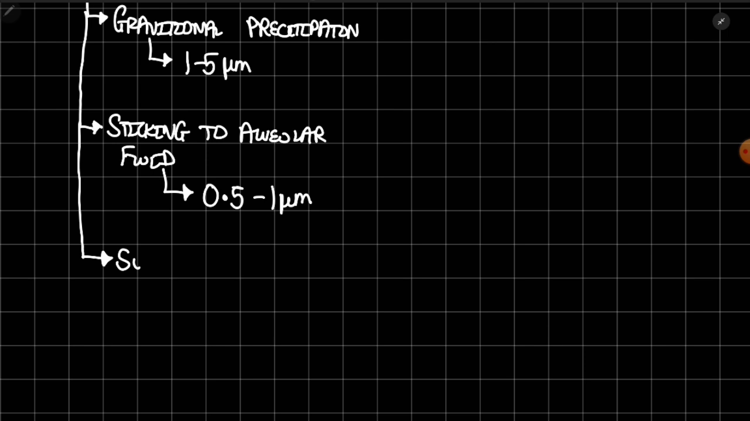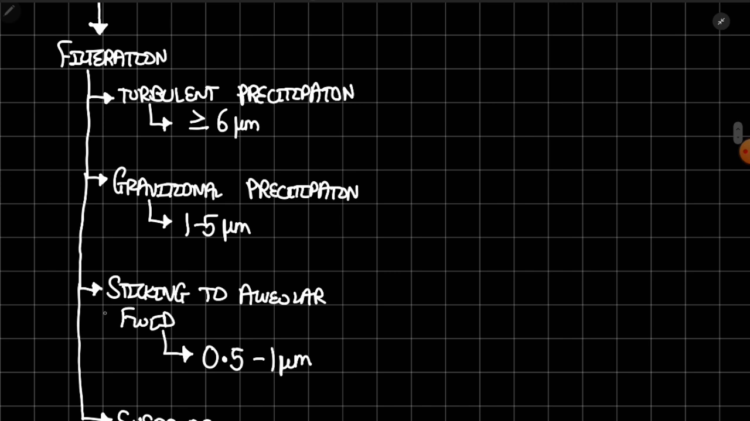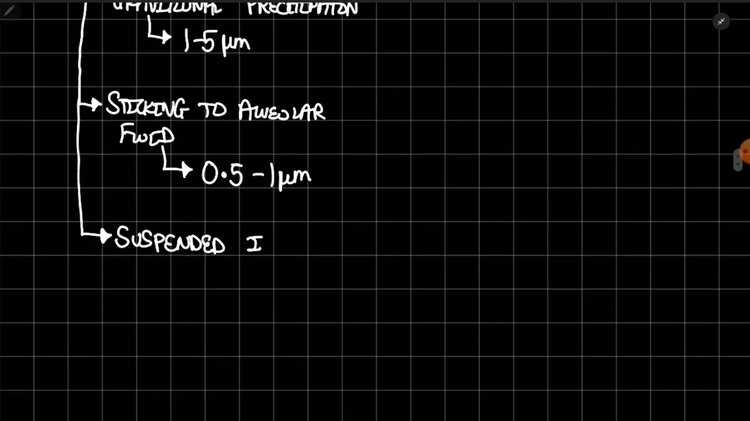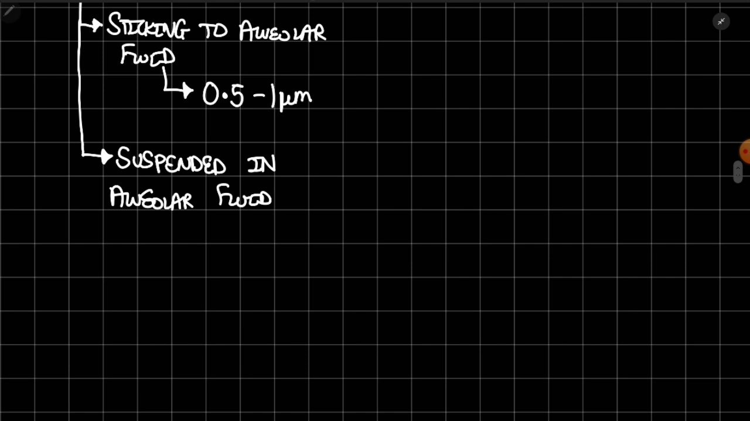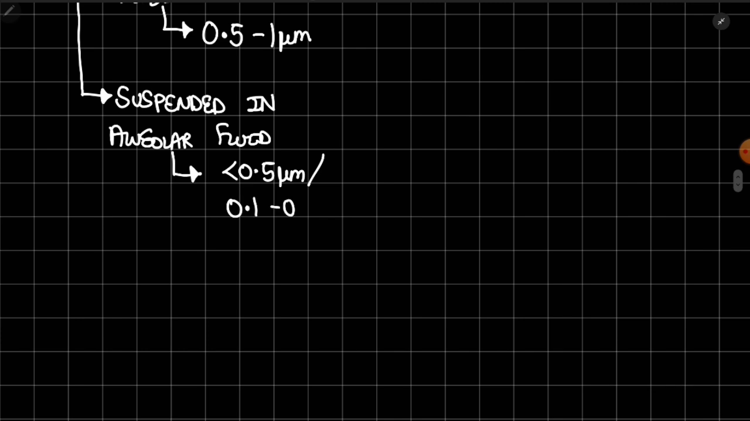the suspended alveolar particle. It is not discussed much, but as earlier I have said, these three are the most important, but this is clinically important. Suspended in alveolar fluid, it is very dangerous if the particles get suspended in the alveolar fluid. They are less than 0.5, sorry, they are less than 0.5 micrometer, or between 0.1 to 0.4 micrometer. This data is from Guyton.